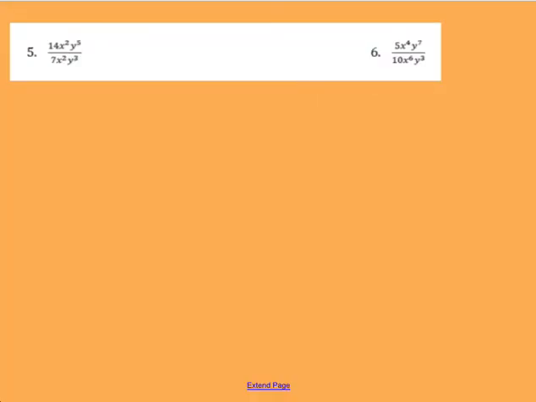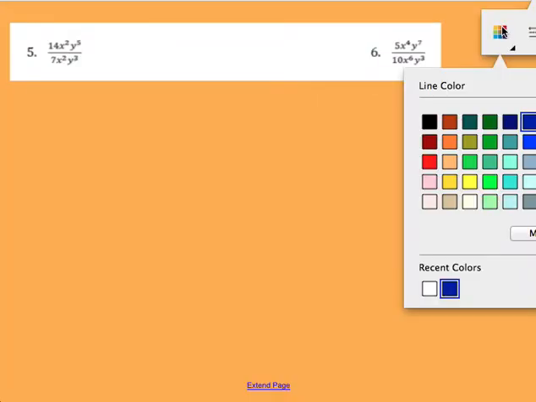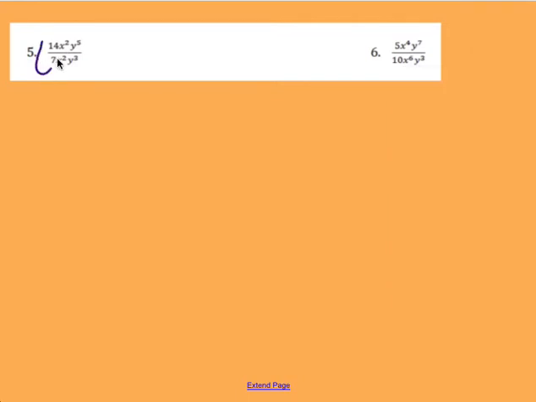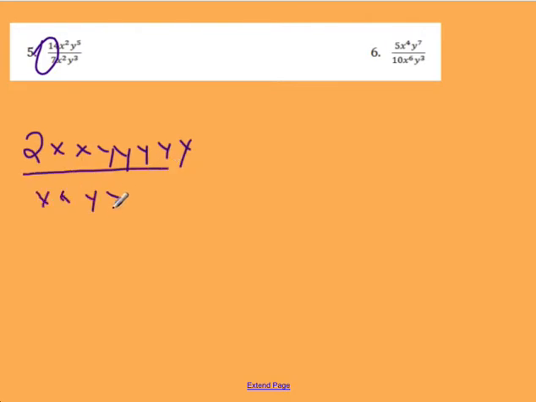So let's take a look at number 15. So the first thing I want to do on number 15 is to reduce the fraction. 14 divided by 7 is 2. And then I have 2 x's on top and 5 y's. And then on the bottom, I have 2 x's and 2 y's. So I'm going to go ahead and cancel those out. So I can cancel out the 2 x's, I can cancel out the 2 y's.